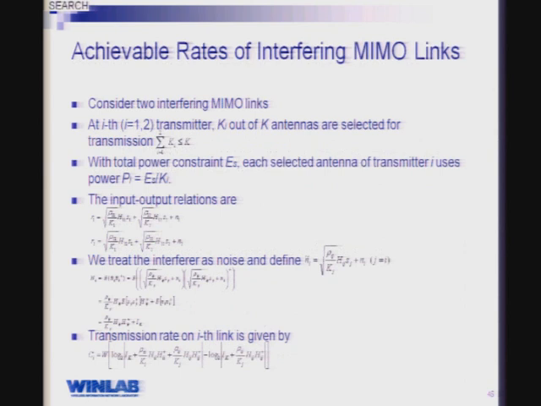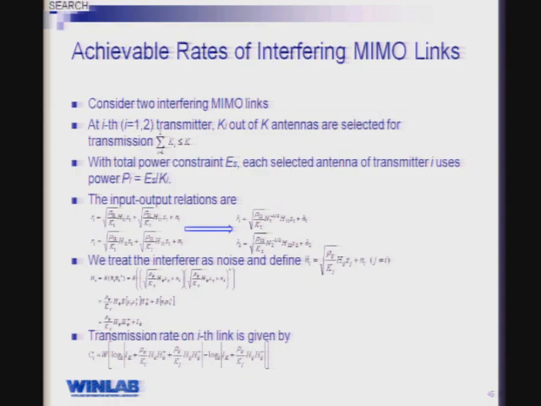And also a capacity for an array of interfering MIMO links, which we will be using in our scheduling algorithm. Maybe I'll skip this one, but basically the key in that part is if there's another MIMO link also transmitting, the first MIMO link just sees that as noise as well, and it will impact its transmission rate.